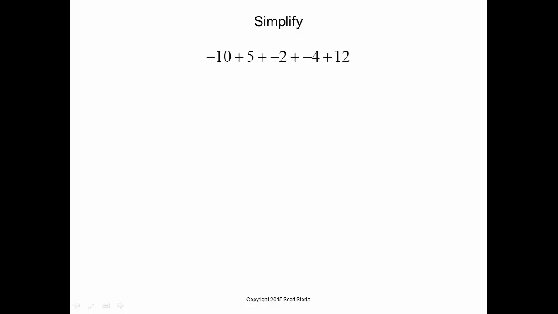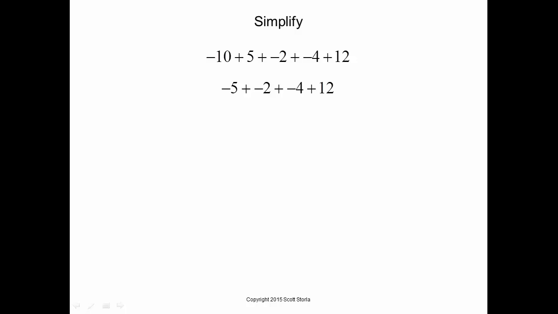Now try one where there's more than one operator. Here we have 1, 2, 3, 4 additions. We'll need to do them left to right. Starting with the first addition, the signs are different, so I subtract 5 from 10 to get 5. And since negative 10 was absolutely larger, the sum is negative 5.